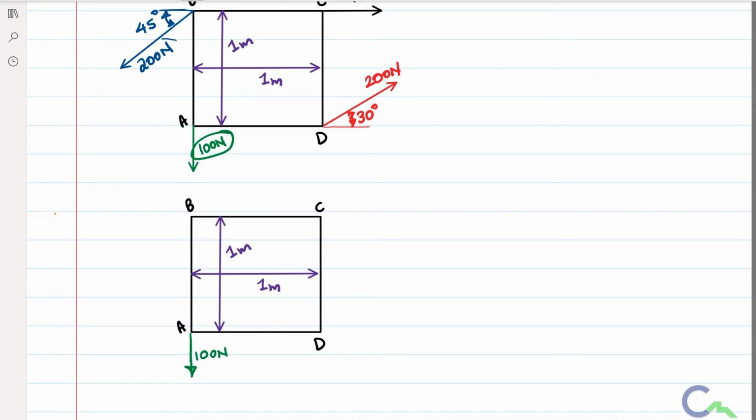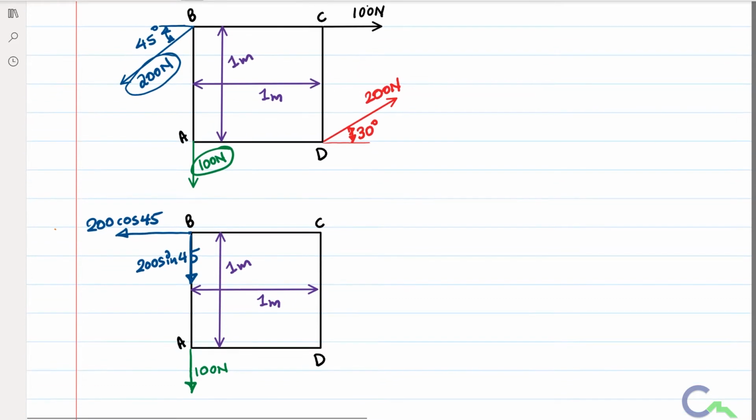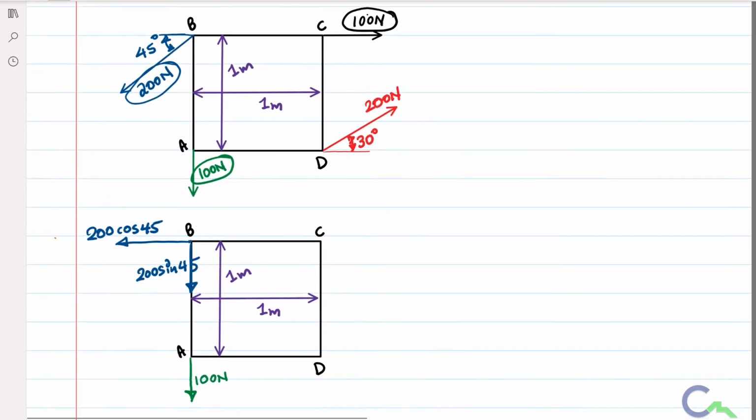If I go to the second force, that is 200 Newton. The angle is given with respect to horizontal. So first I am going to resolve in horizontal direction. The horizontal component is 200 cos 45. The vertical component of 200 Newton force is 200 sin 45. Now the other force, that is 100 Newton force, is acting exactly horizontal. There is no vertical component for that 100 Newton force.